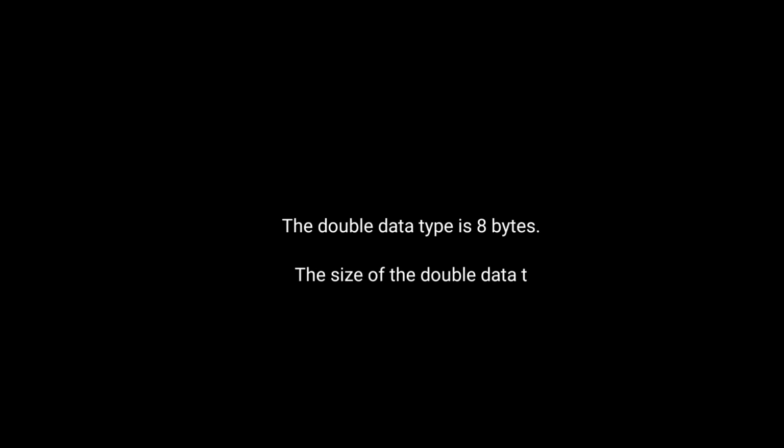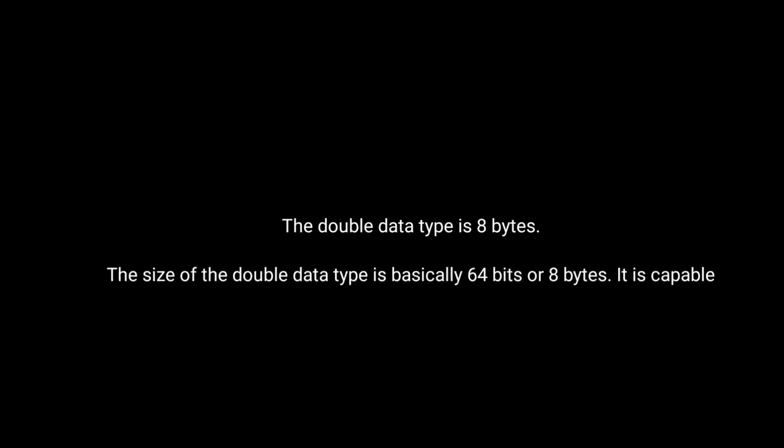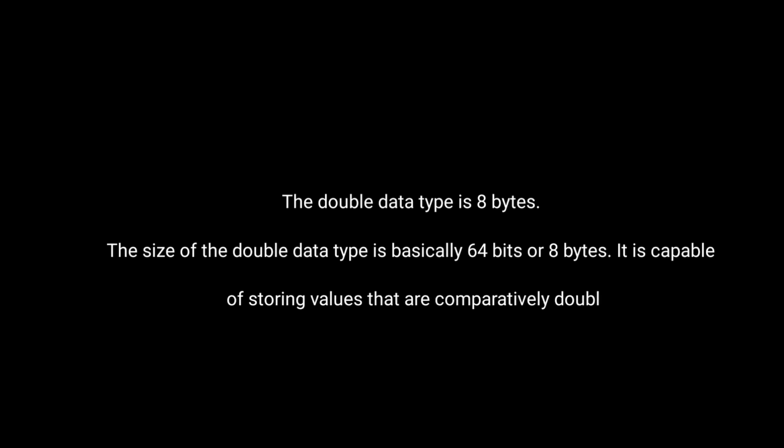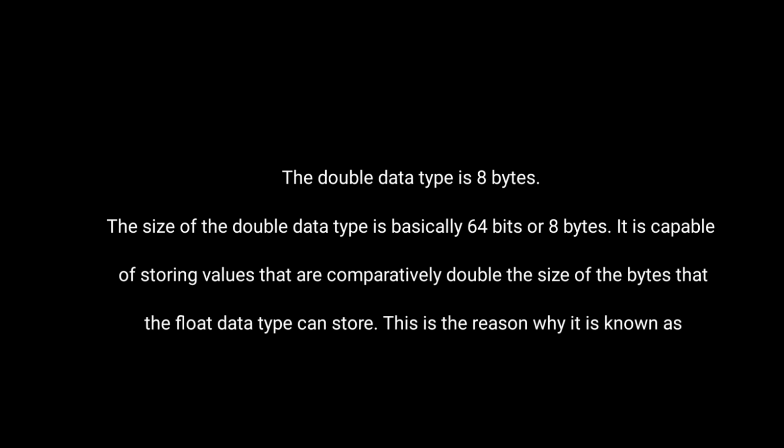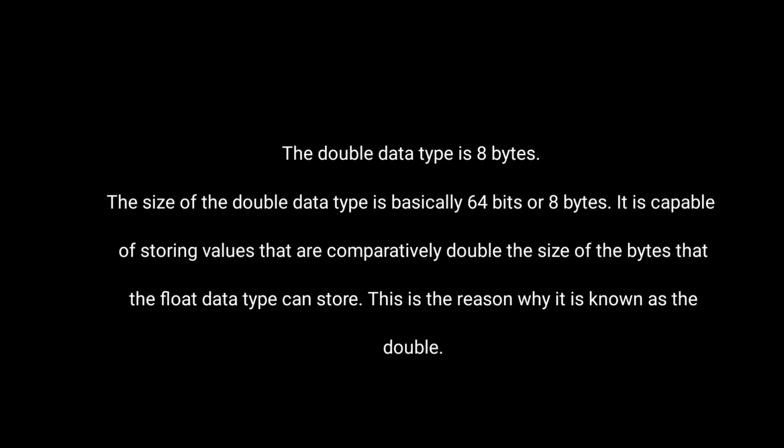The double data type is 8 bytes. The size of the double data type is basically 64 bits, or 8 bytes. It has the capability of storing values that are double the size of what the float data type can store. This is the reason why it is known as double.